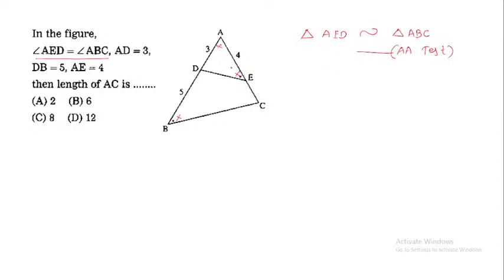So these two triangles are similar by the AA test, and as they are similar, the corresponding sides are in proportion. The first side is going to be AD, that is the first and the third vertex. Its corresponding side is AC, so that should be in the denominator: AD divided by AC. Now we should have AE, that is the first and the second vertex, divided by its corresponding side, AB.